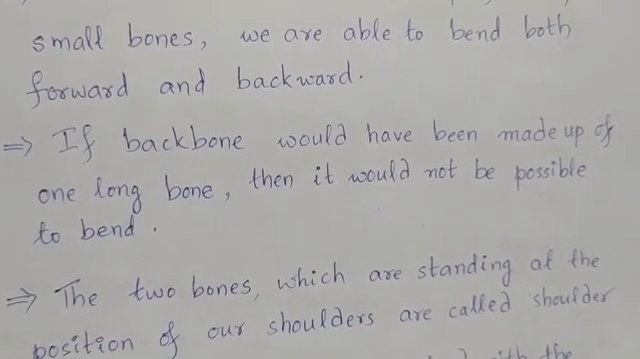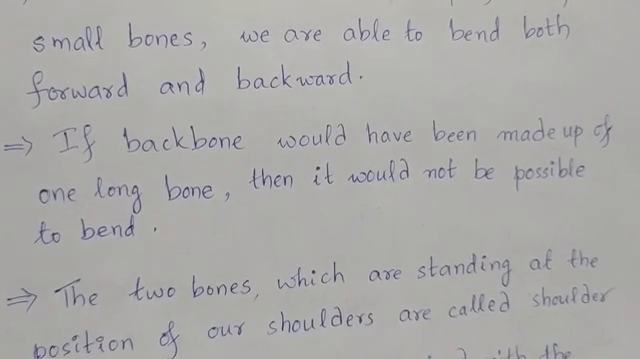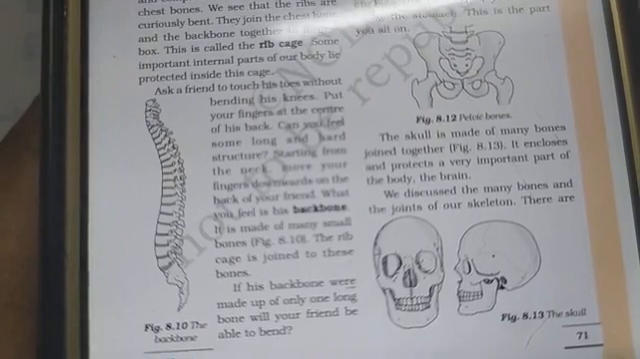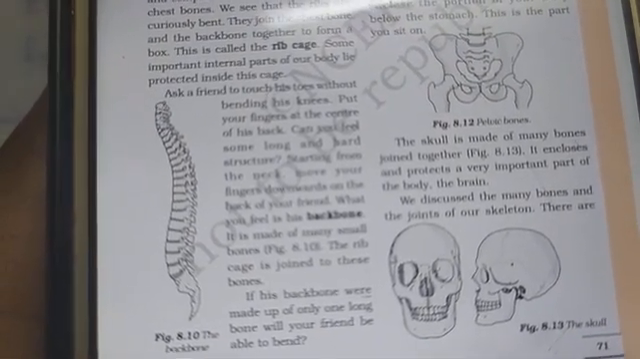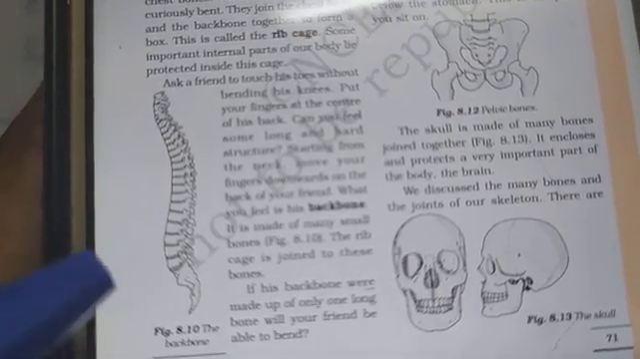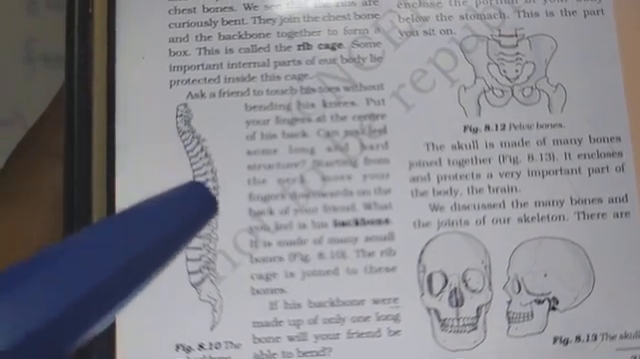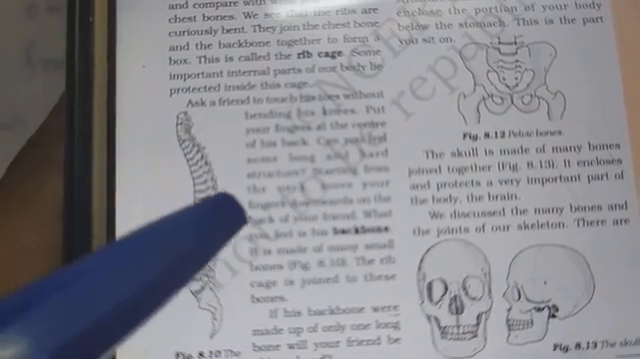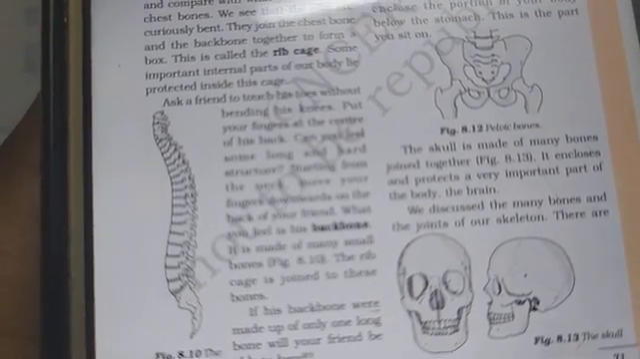If the backbone were made up of one long bone, then it would not be possible to bend. See here, you can see the backbone in figure 8.10. You can notice several vertebrae. Detailed analysis can be learned later, right?